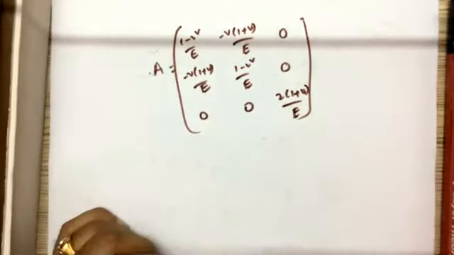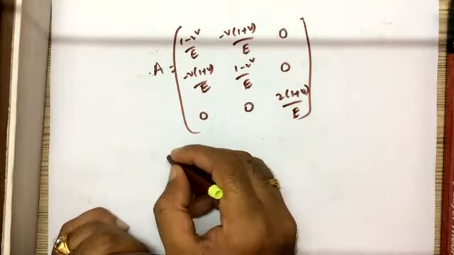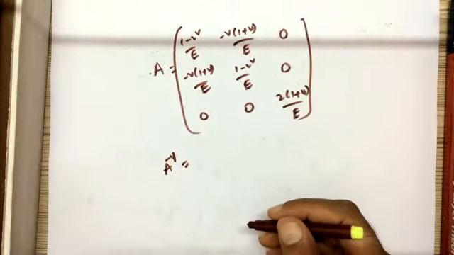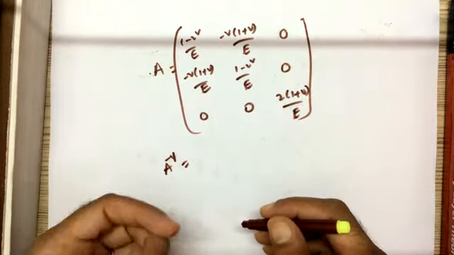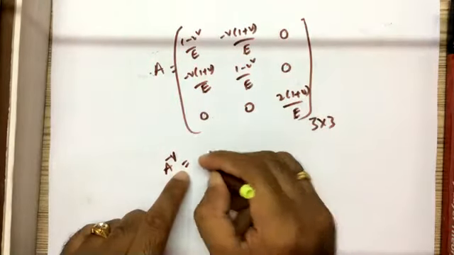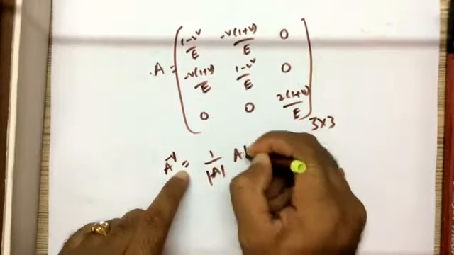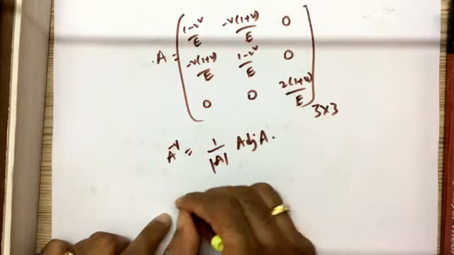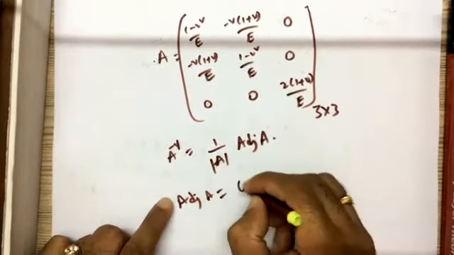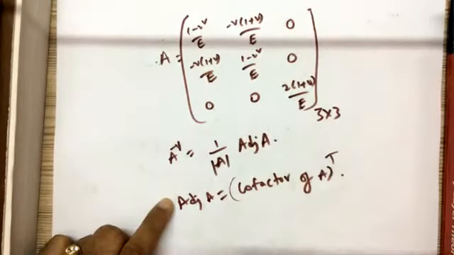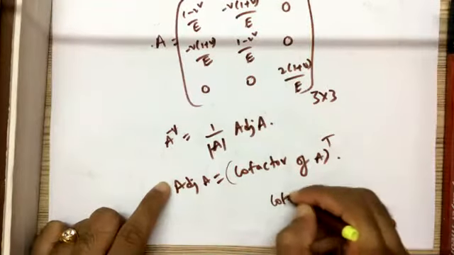So now we have to find the inverse matrix. The inverse of this particular matrix will be your constitutive matrix, or D matrix, which we are going to derive. A is a 3 by 3 matrix, and the inverse is 1 by det A into adjoint A. We know adjoint A is the transpose of the cofactor of A.